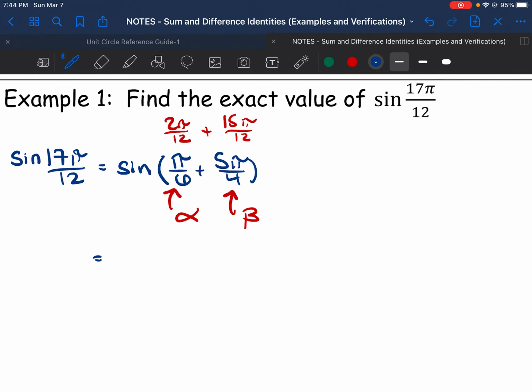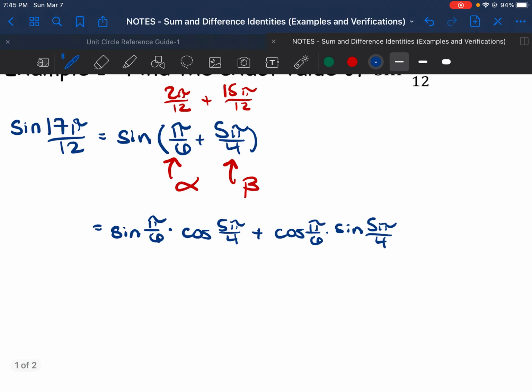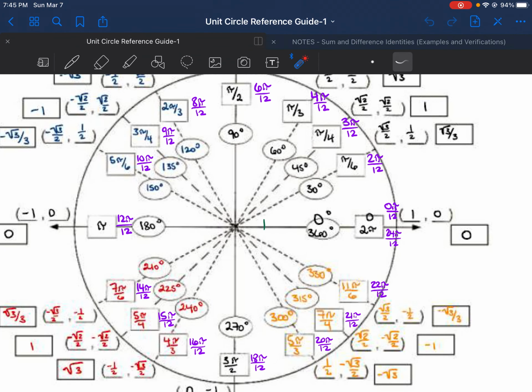So sine alpha, or sine of pi over 6 rather, times cosine beta, cosine 5 pi over 4, plus cosine alpha, or cosine pi over 6, times sine beta, or sine of 5 pi over 4 rather, sorry. Okay, and let's start going to the unit circle and pulling off these exact values. So sine of pi over 6. So here's pi over 6. Remember, sine is the y value, so we're looking at 1/2.